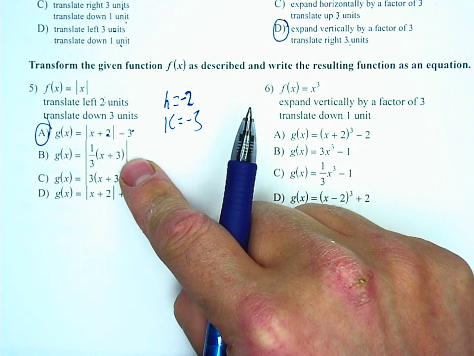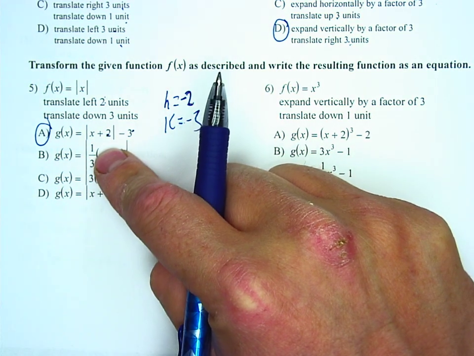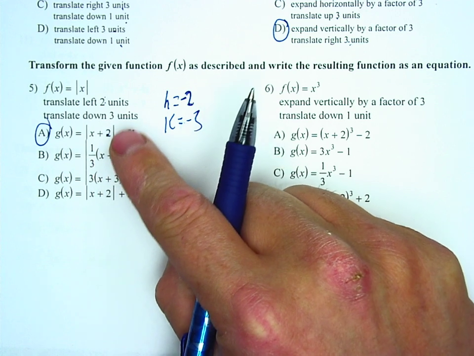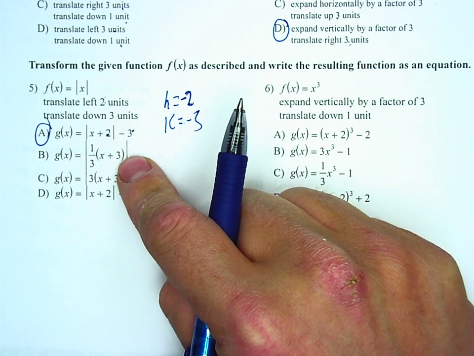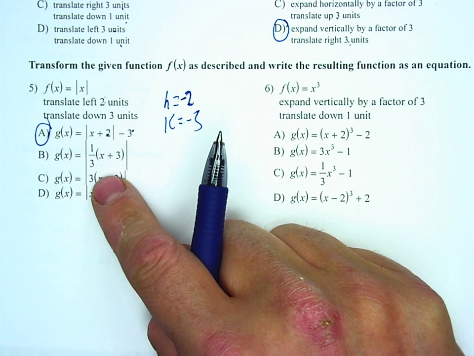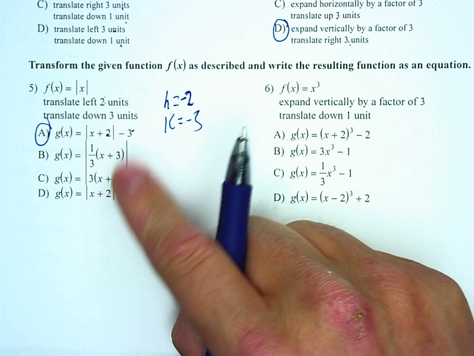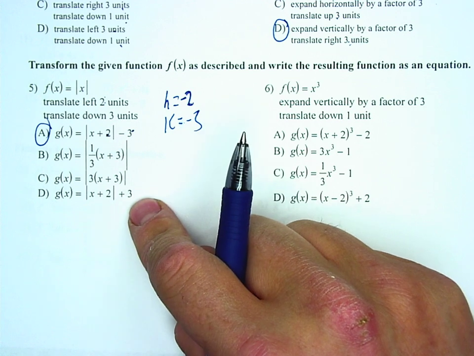We can talk about the rest of these. This is a compression by a factor of a third. And this is a left 3. This is an expansion by 3. And then this is left 3. This is left 2 and up 3. This last one, D.